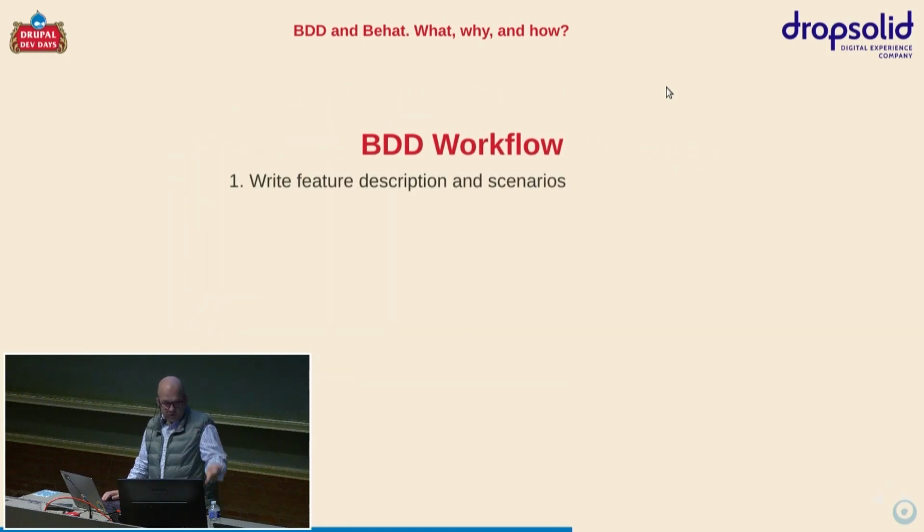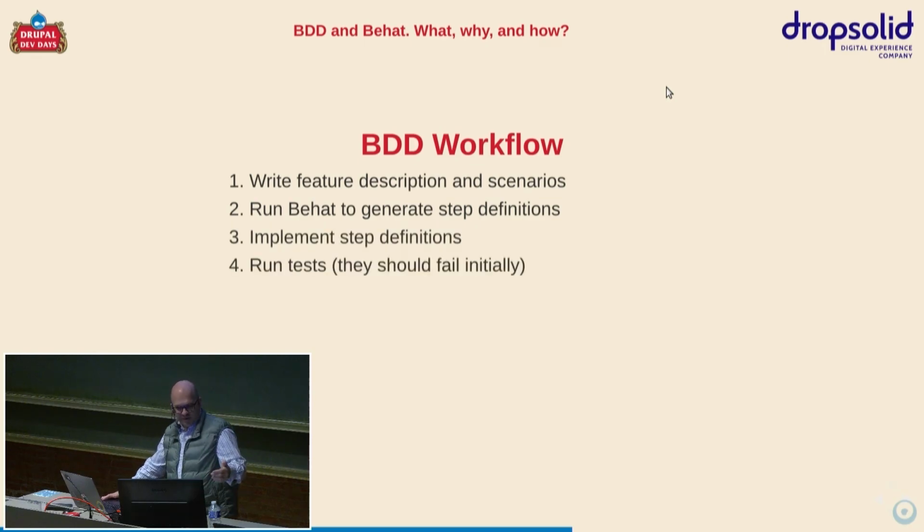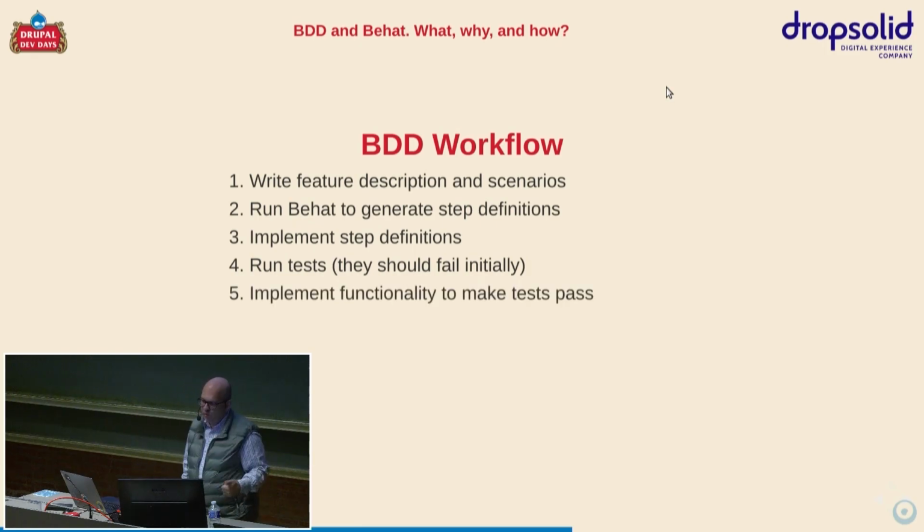So the flow is like this. We write feature description and scenarios, then we run Behat to generate step definitions. We run Behat, we already have step definitions, run tests, they should fail initially. That's the flow for when we have a new feature or when we have a new bug that we were told about by whoever reports bugs in your organization.